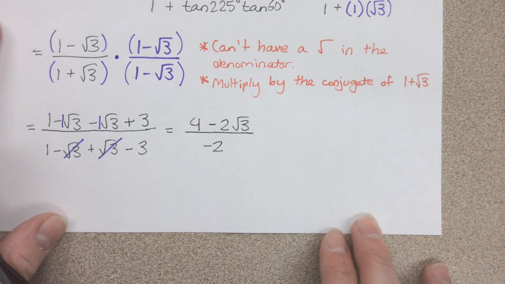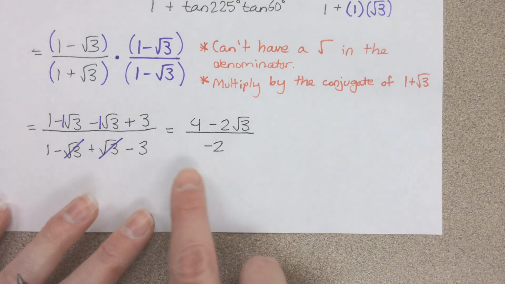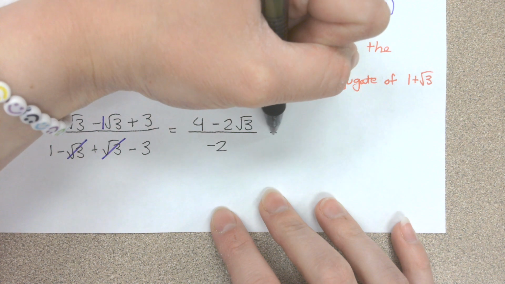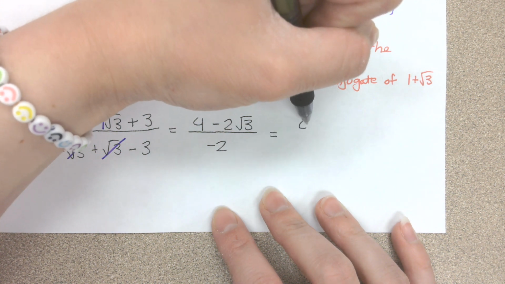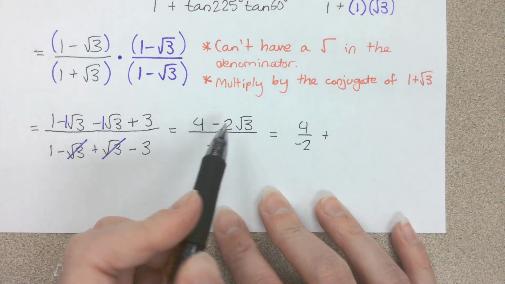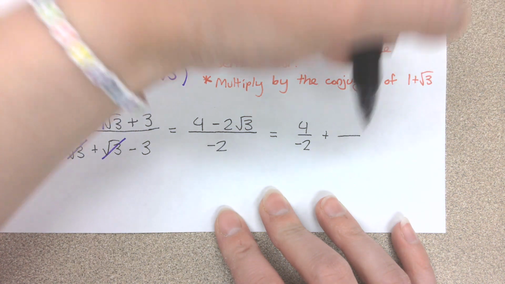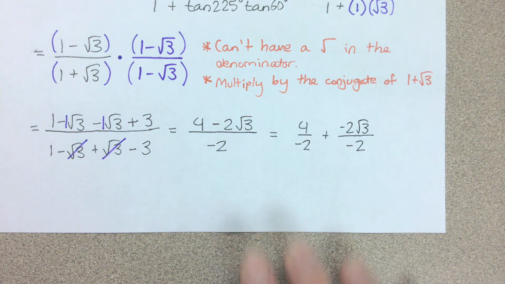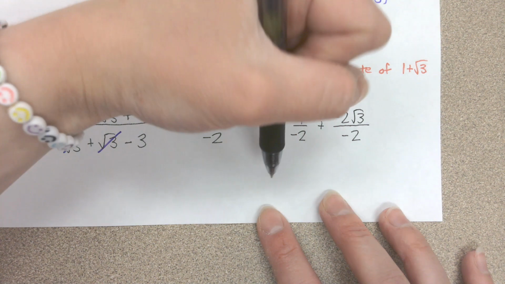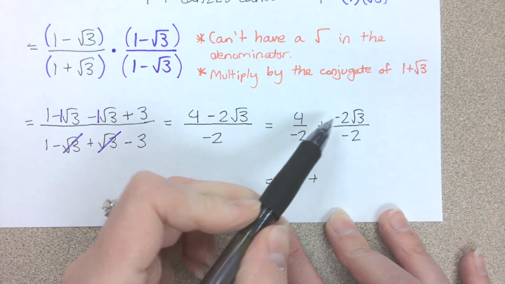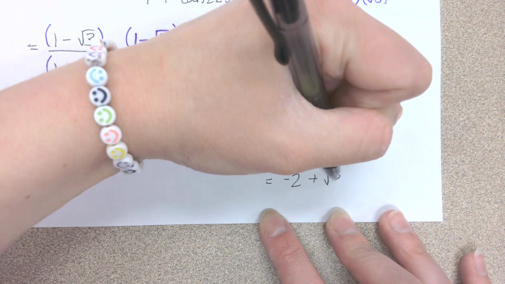All right, so we've got one more, technically it's 2 more steps. These are reducible, but I like to separate them into 2 fractions first just to avoid mistakes. So let's split this up into 2 separate fractions. 4 over negative 2. And I always put a plus in the middle and then just carry the sign over with the next fraction. Plus negative 2 rad 3 over negative 2. And then we simplify. 4 divided by negative 2 is negative 2. Plus these negative 2's cancel, square root of 3.